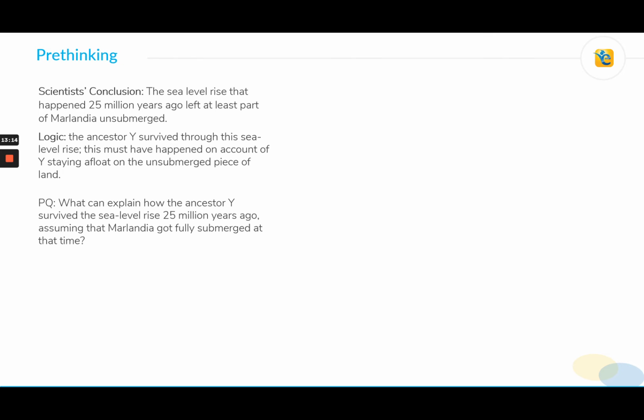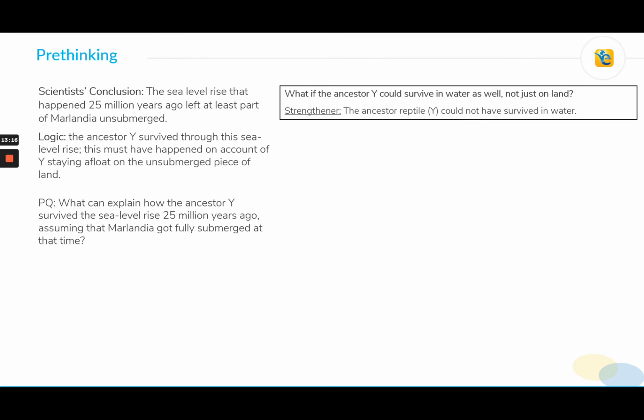So let's discuss this. The first situation that we can think about is, somehow the creature had the adaptation necessary to survive, even on water. Okay, Marlandia got entirely submerged in water, but the ancestor Y could survive in water. Maybe the ancestor Y was like an amphibian, like a turtle. It could survive in water as well. If this is true, if the ancestor Y could survive in water as well and not just on land, then for all you know, the entire Marlandia got submerged.